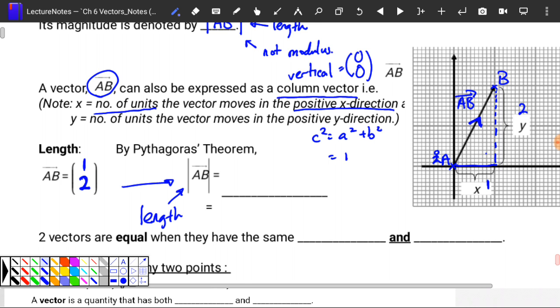What is the A squared? 1 squared. What is the B squared? 2 squared. And how do I find C? Square root of 1 squared plus 2 squared. So it's basically the same idea, but instead of writing A squared, B squared and C squared, I will write the square root of 1 squared plus 2 squared. Can you follow so far? So from here, you square root and then you get the answer, right?